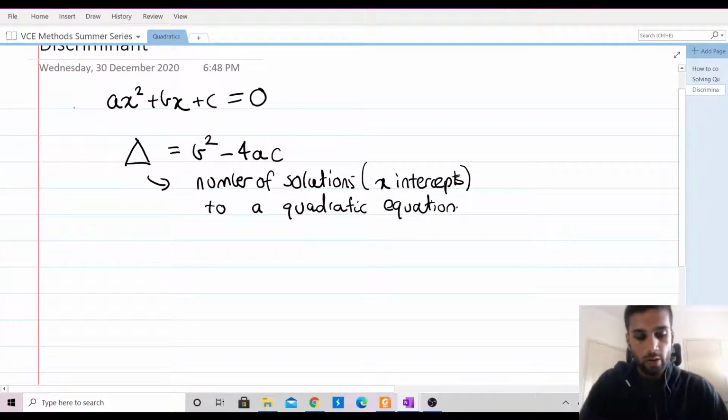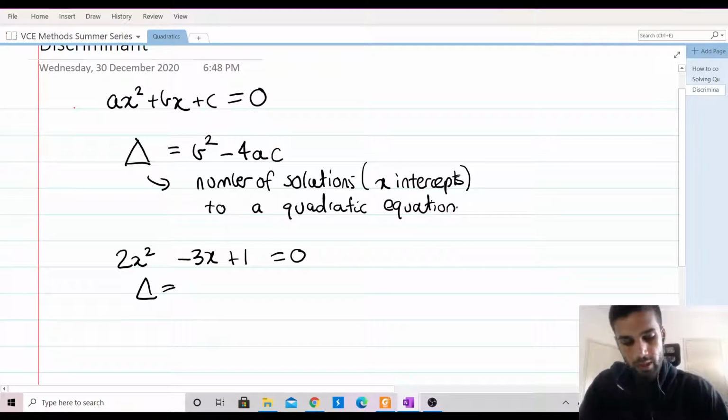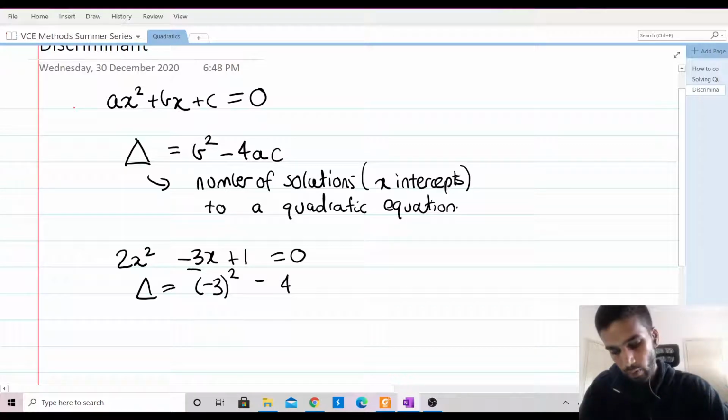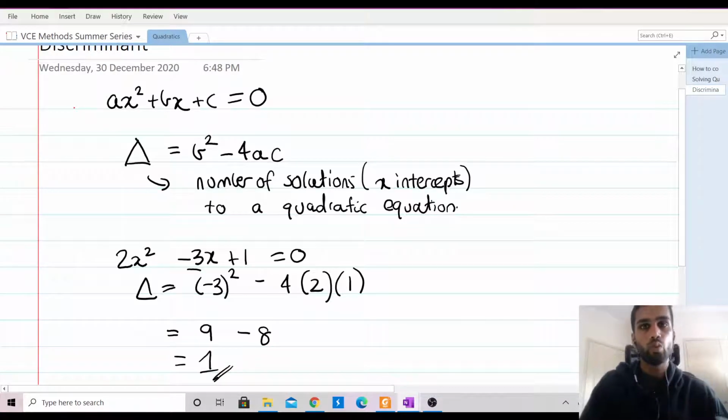So let's take an example of how we work it out, and then we'll go through what the discriminant means. Let's say we had 2x squared minus 3x plus 1 equals 0. The discriminant is equal to b squared, so b is negative 3, minus 4, bracket a, which is 2, and bracket c, which is 1. So that's negative 3 squared, 9, minus 4 times 2 times 1 is 8, which is 1. So in this case, for this quadratic equation, the discriminant is 1.